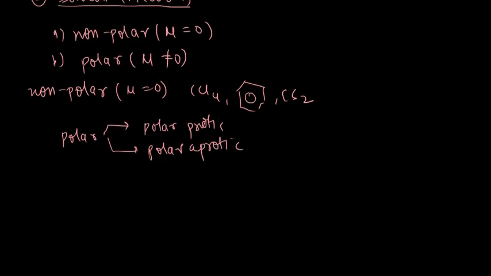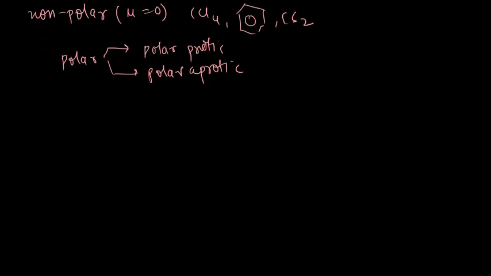We have non-polar and polar. Non-polar is simple: dipole moment 0. But polar has two categories: one is polar protic and the second is polar aprotic. So what is polar protic? The polar compound which can donate H plus.